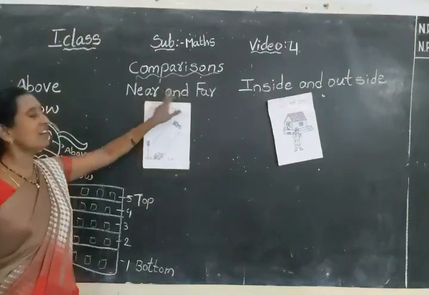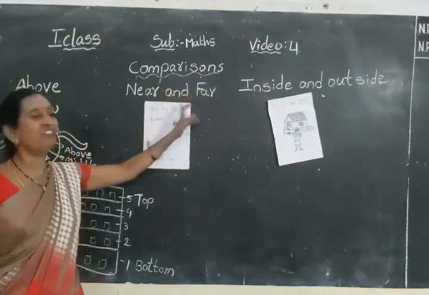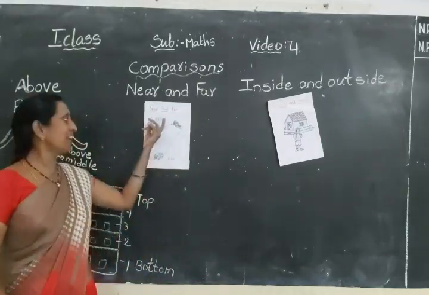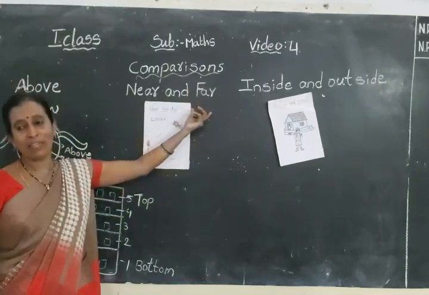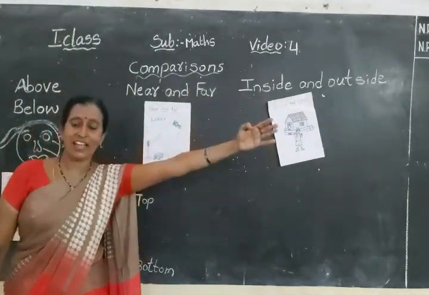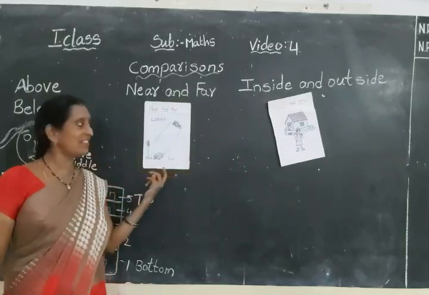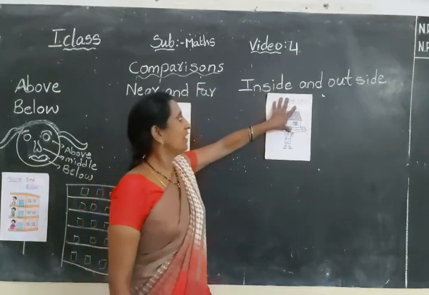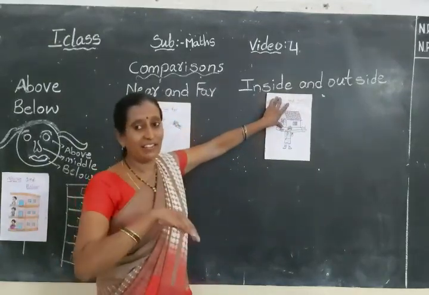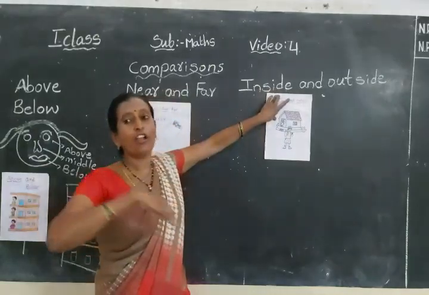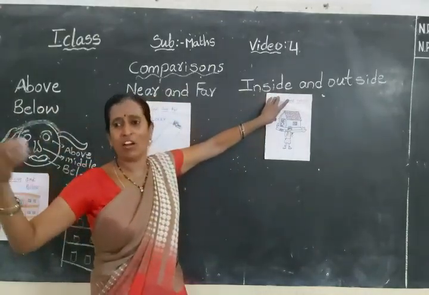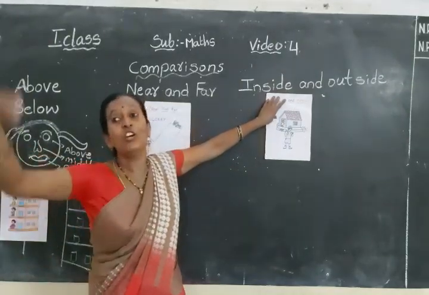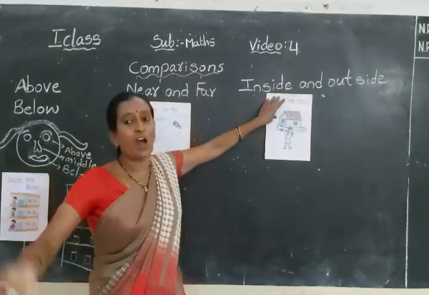Next one, near and far. Near means nearby, the next one, next to us. That is near. And far means we have to take a long distance. That is called far. And see the inside and outside. Inside means we are inside. That is called inside. If you are going out, going shopping or anywhere, that is outside. So that is called outside.